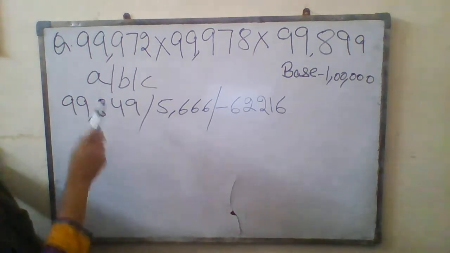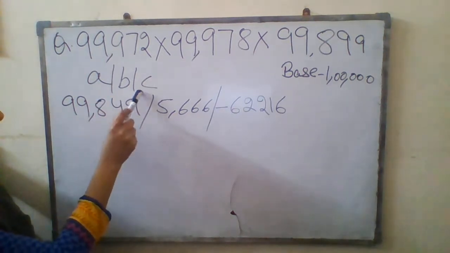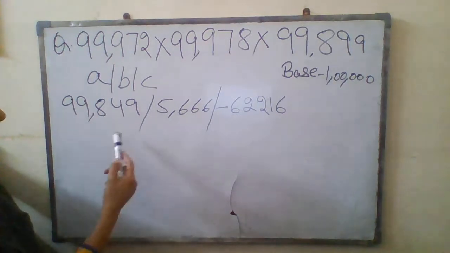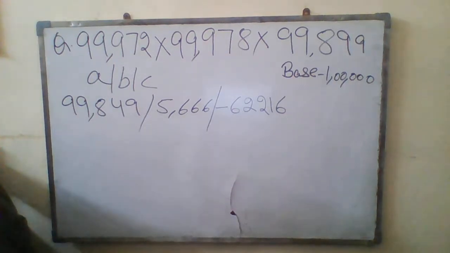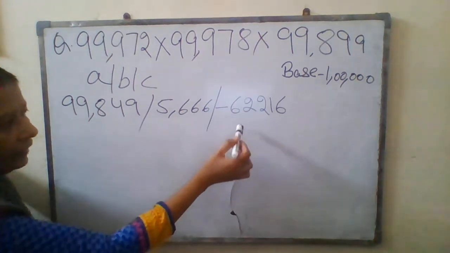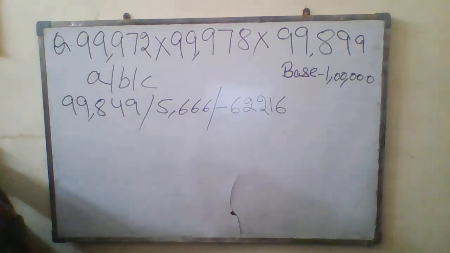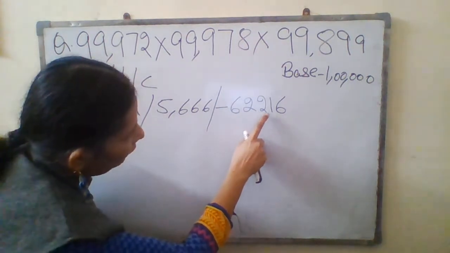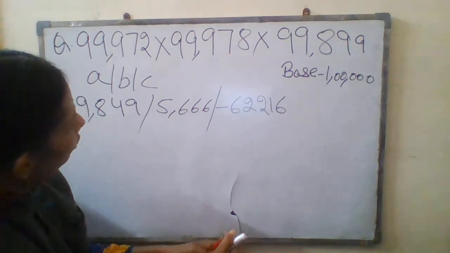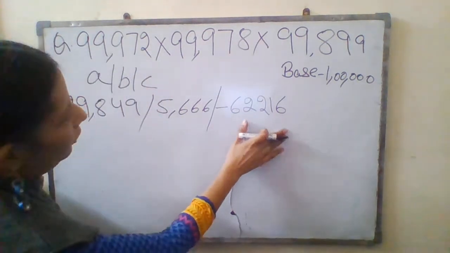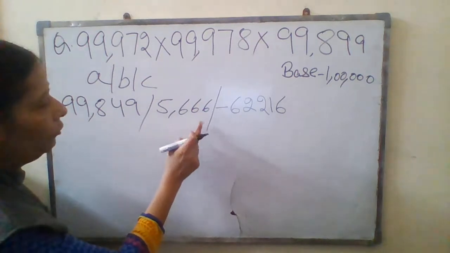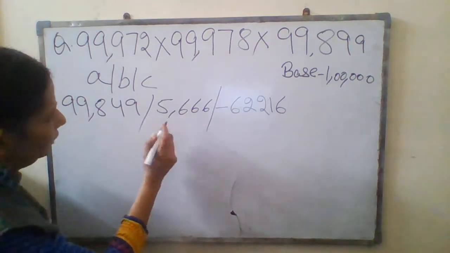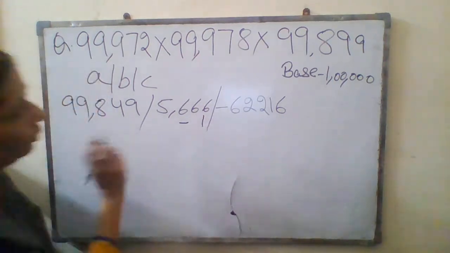See, now you have to find out A slash B slash C, and I have written all the values here. Now you see this C is in negative. You have to convert the negative value into positive. So how will you do that? See how many digits are here? 1, 2, 3, 4, 5. So to make it positive, what will you do? You will borrow 1 from here. This is the B part. So from the B part you will borrow 1.